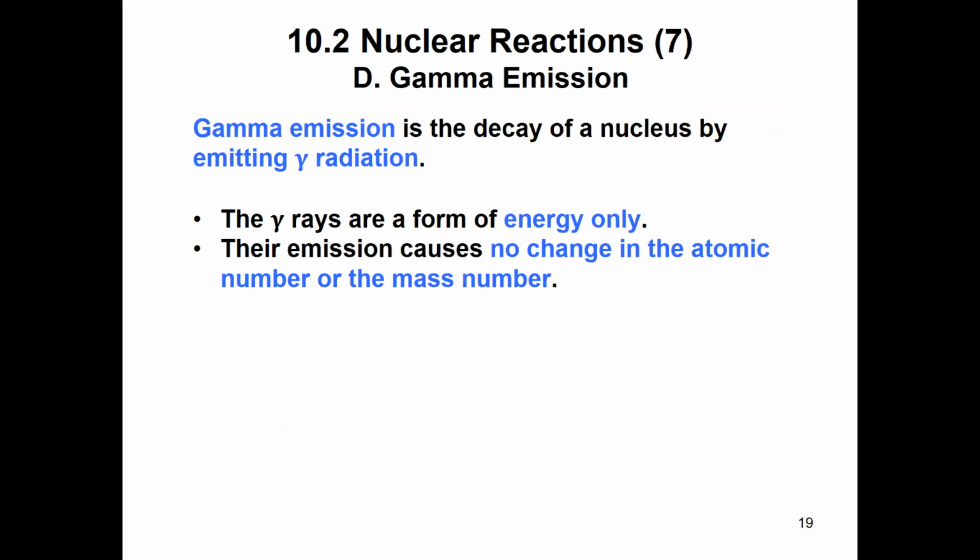All right. Let's look at gamma emission now. Remember how gamma emission is the decay of a nucleus by emitting gamma radiation. And remember how gamma rays are a form of energy only. They have no mass and no charge. So that's why it's just the symbol gamma. Their emission causes no change in the atomic number or the mass number. So it is the same element, but with less energy.